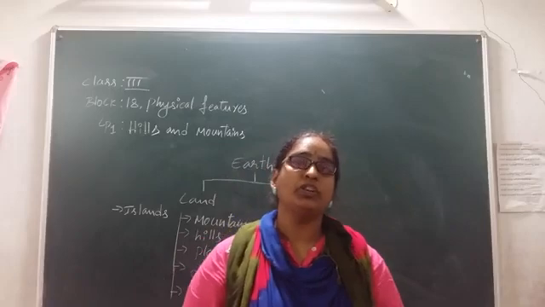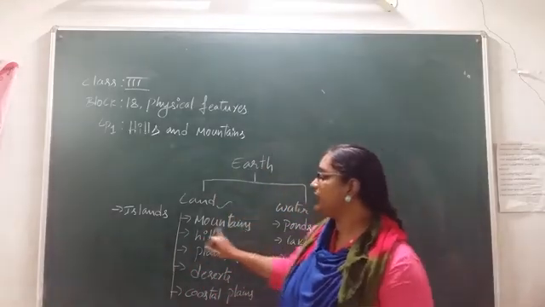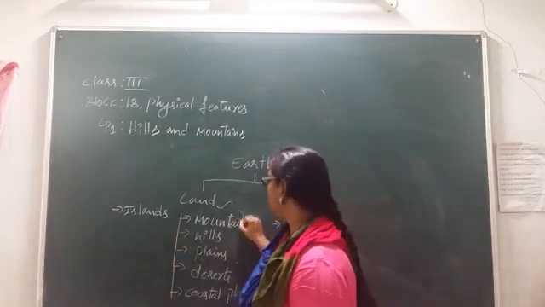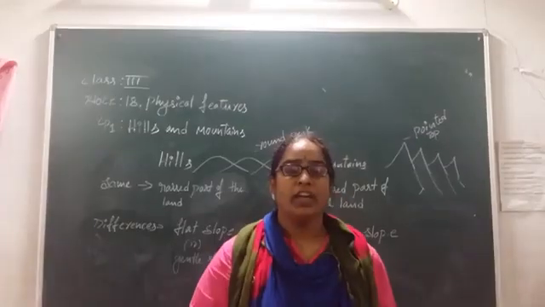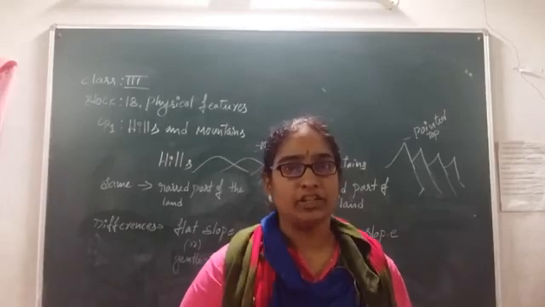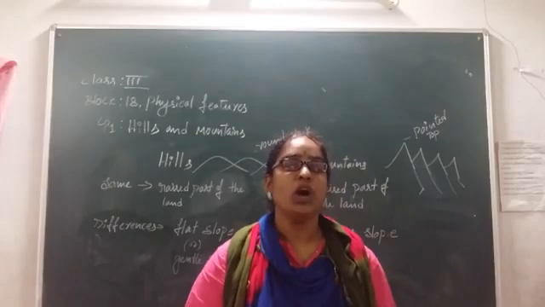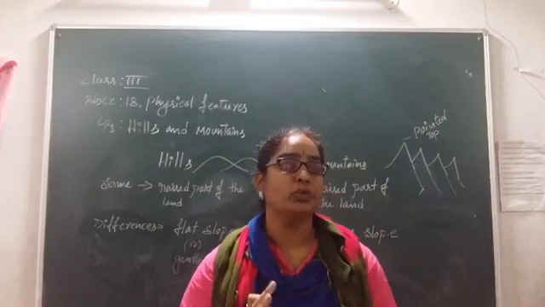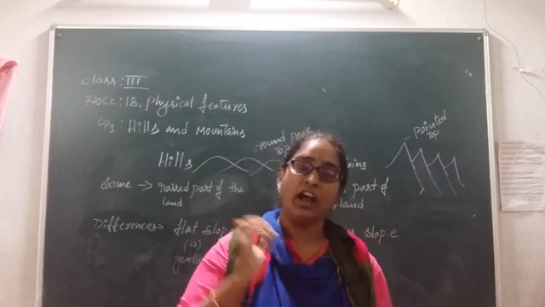So today we are going to talk about the first part of the land, that is mountains and hills. What is the first topic of our lesson plan one? Mountains and hills. What is our first physical feature of our earth? Mountains and hills. We will see now what features they both share and what the differences are between mountains and hills.